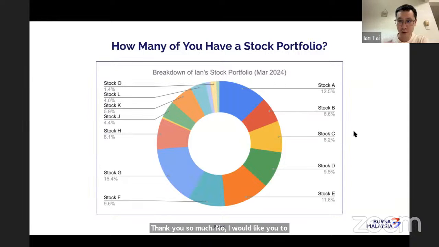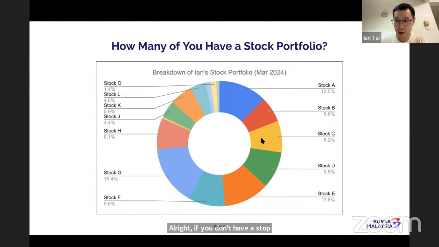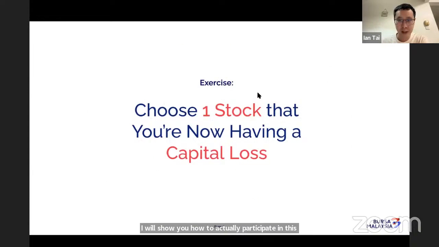Since most of you already have a stock portfolio. If you don't have a stock portfolio, never mind. You can still participate. I will show you how to participate in this online workshop. So we are going to go through this exercise.